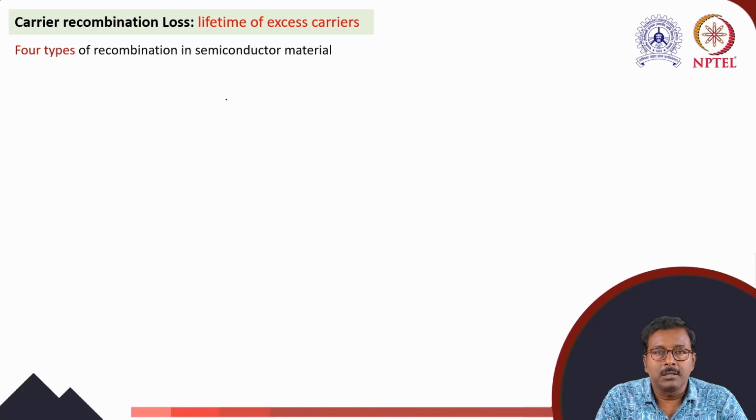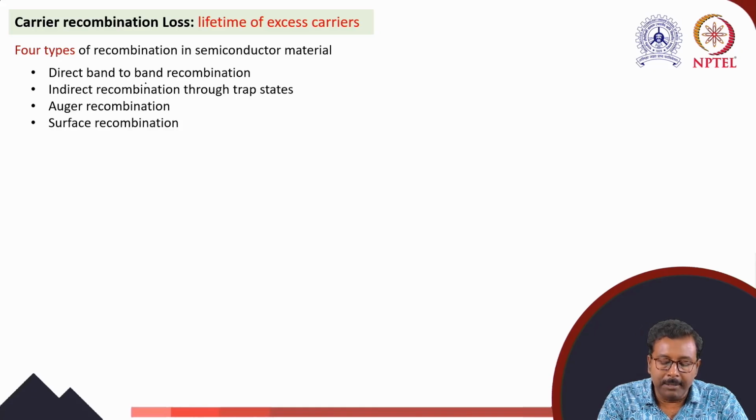Basically, electrical loss is contributed by carrier recombination. Out of the photogenerated carriers, not all can be separated out at the two end points. There are some recombinations. Due to this recombination, carrier loss will be there. And there are 4 types of recombination observed in a semiconductor material.